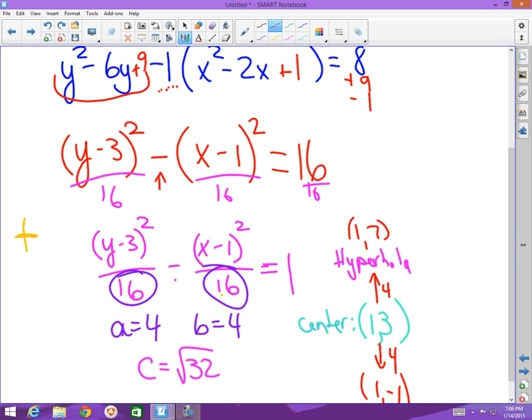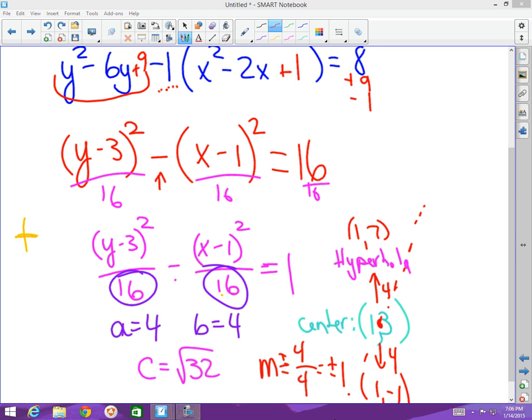And then the equations for the asymptotes are going to have slopes of 4 over 4, both plus and minus, so you have plus and minus 1. So then from your center of (1, 3), you go up 1 over 1. It'd be like that, and the same thing here. And then you can make your hyperbola.